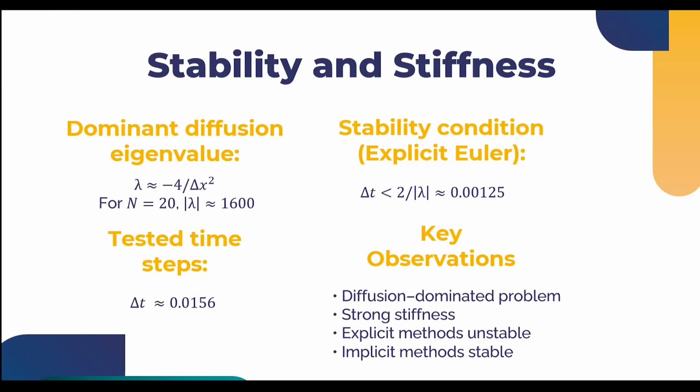The major challenge here is stiffness. The diffusion term creates large negative eigenvalues scaling with 1 over the square of the difference in x. For a grid of n equals 20, the stability limit for the explicit Euler is extremely restrictive, around 0.00125. Since our test time steps were larger than this, we predicted that the explicit methods would fail.